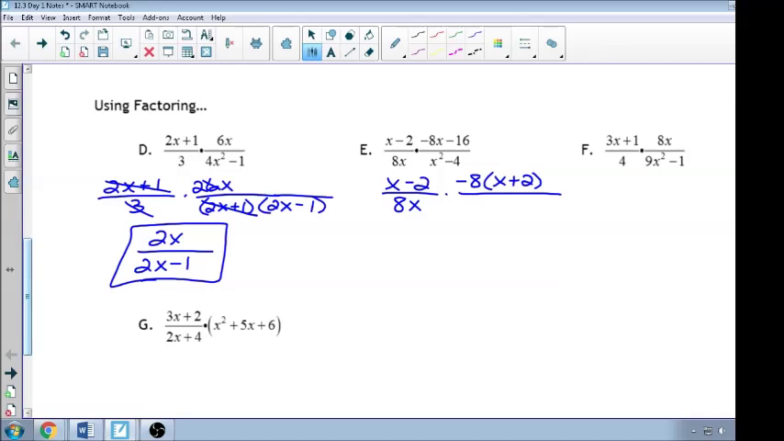Now I have x squared minus 4. Well, x squared minus 4 is the difference of two squares. So again, I can make two sets of parentheses. The square root of x squared is x. The square root of 4 is 2. One is positive, one is negative.